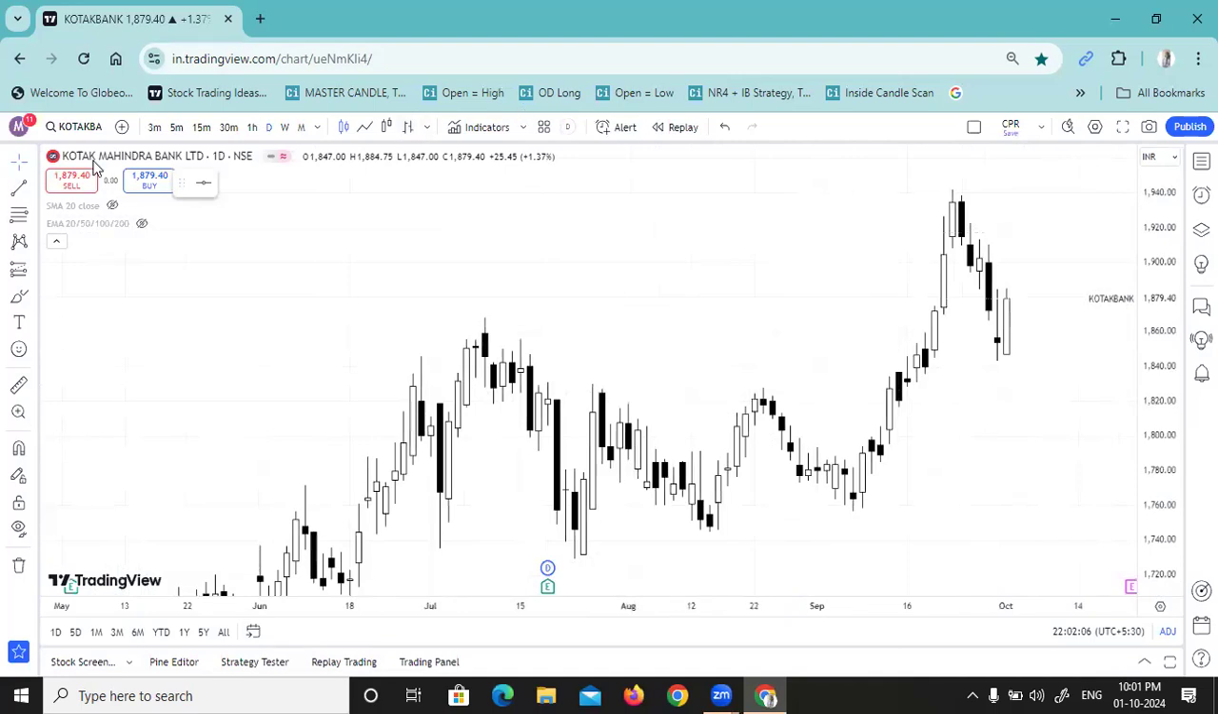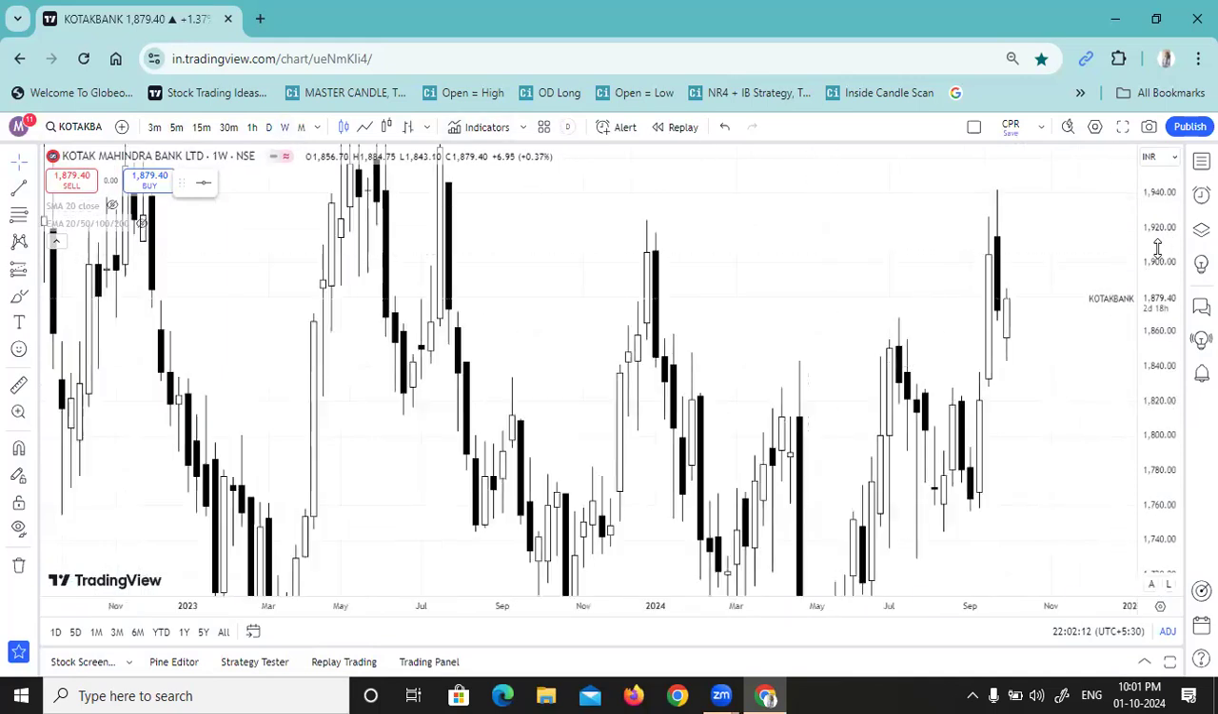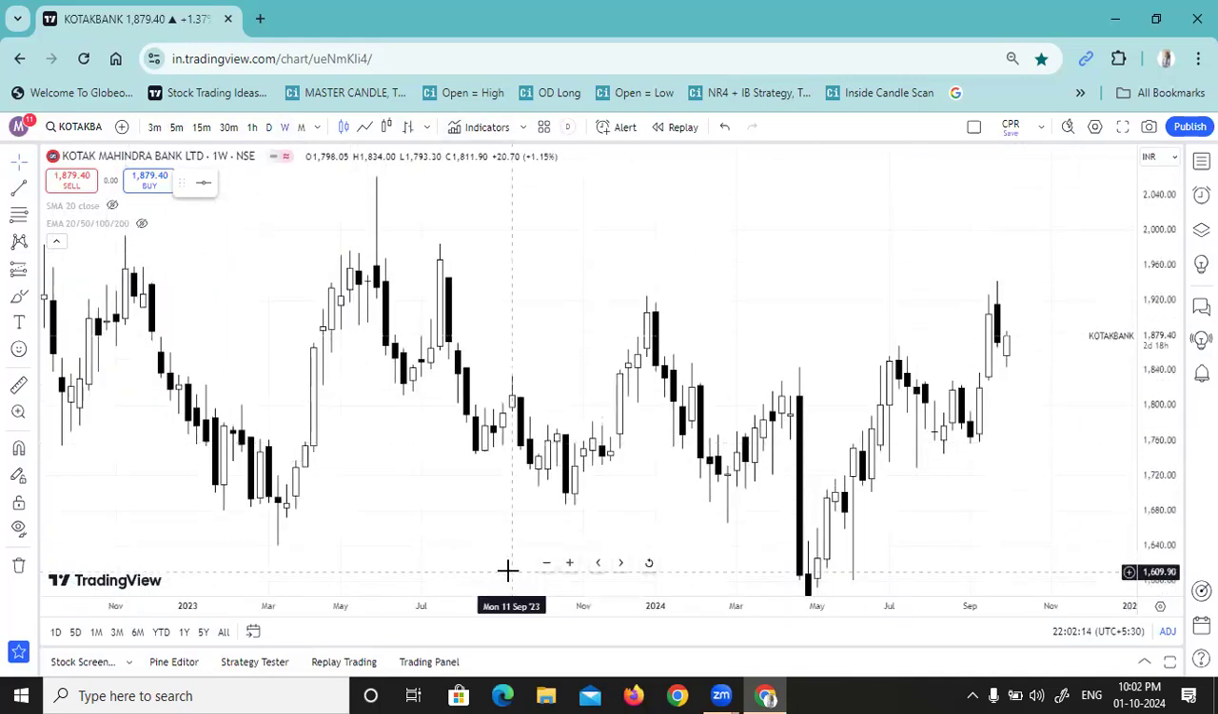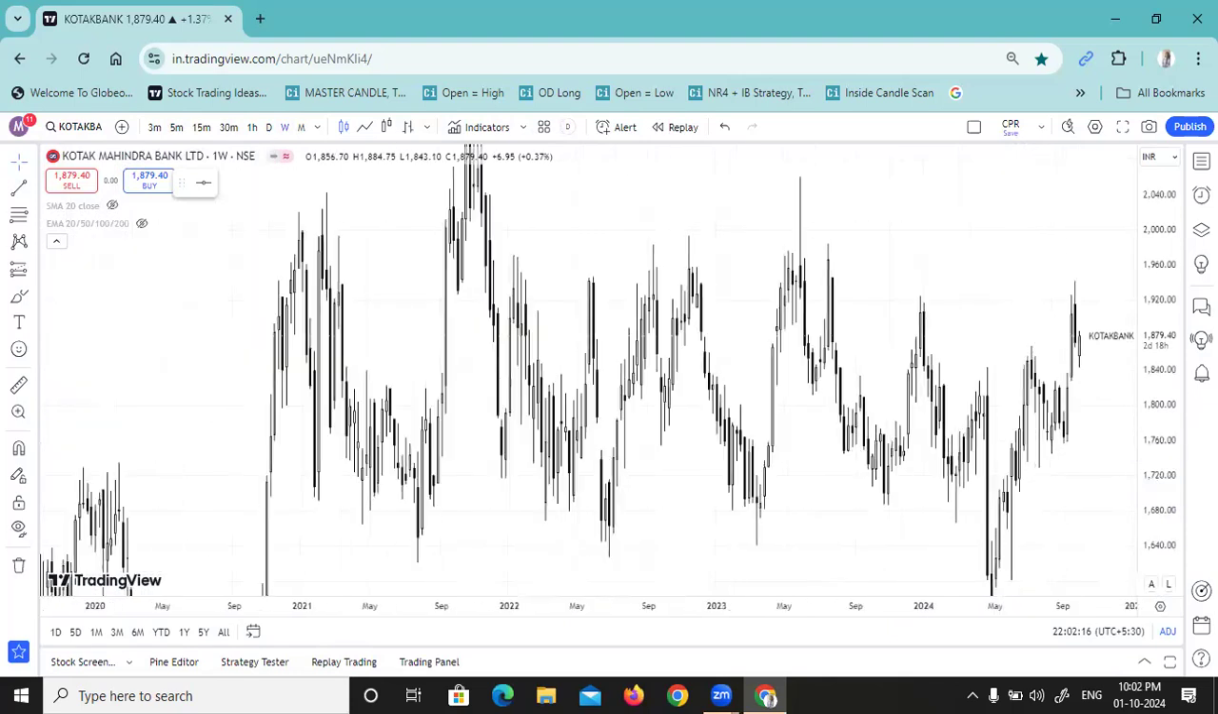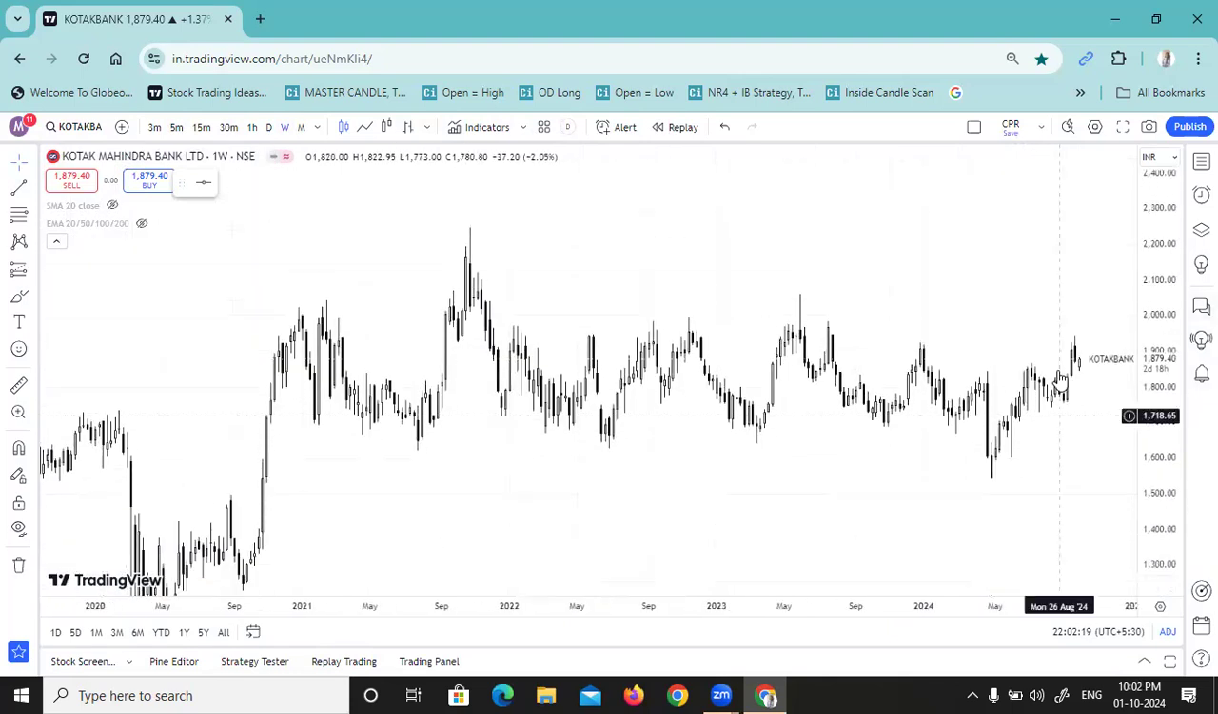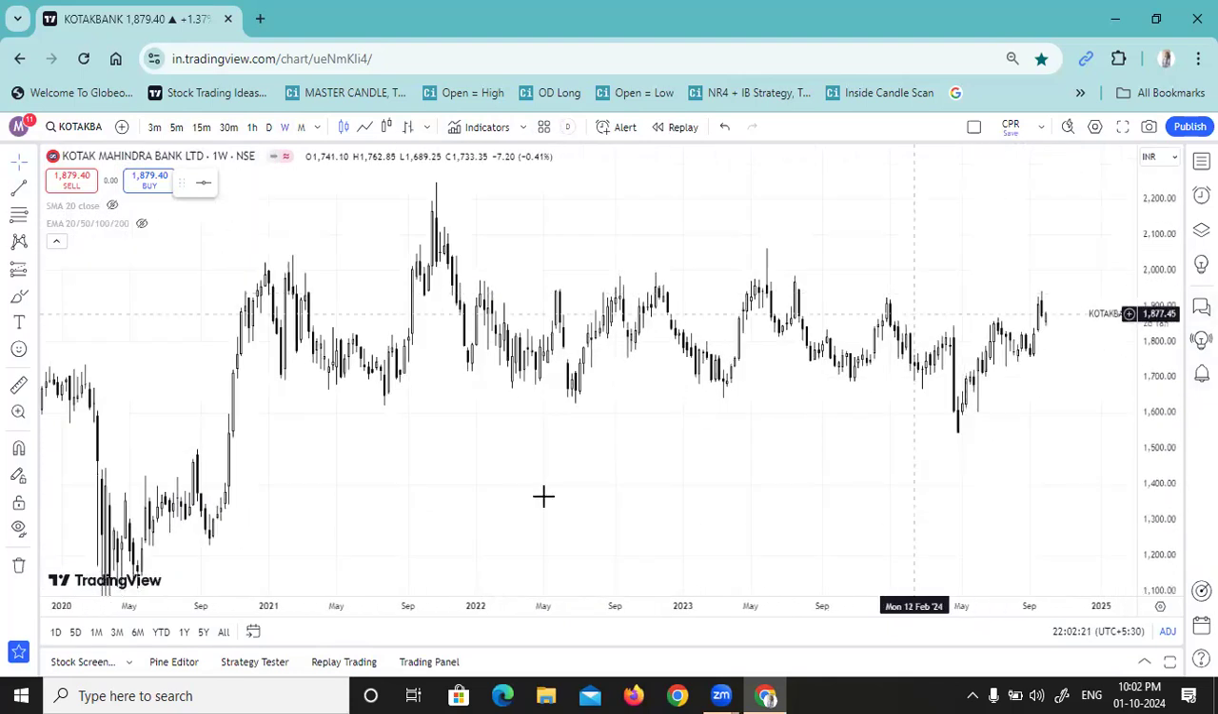Now, first, I will discuss this Kotak Bank with you on the weekly time frame. So this is the Kotak Bank graph you can see on the weekly time frame. Now look at this graph from 2021, till date. Now what do you think? Since 2021, the stock price is moving in which trend? Uptrend, downtrend, sideways? What can you see?